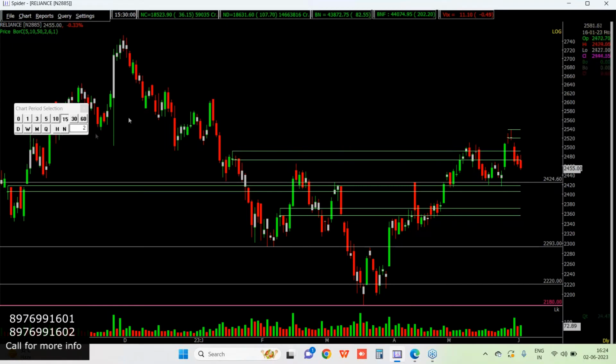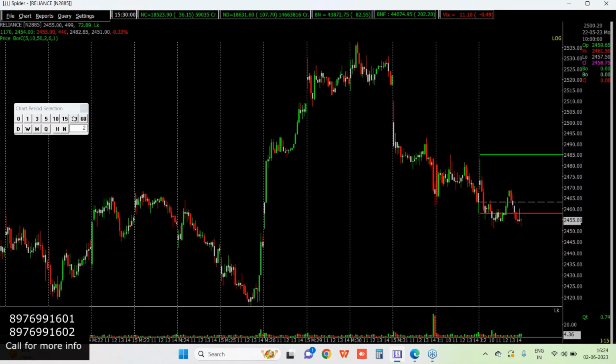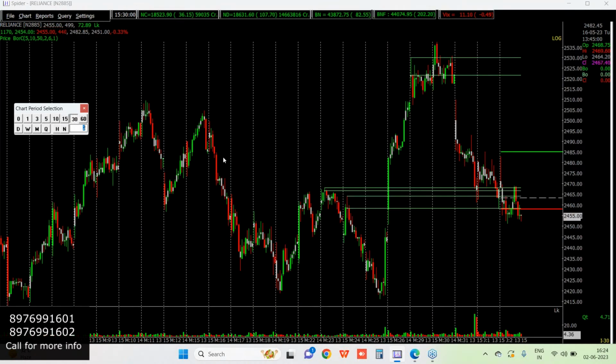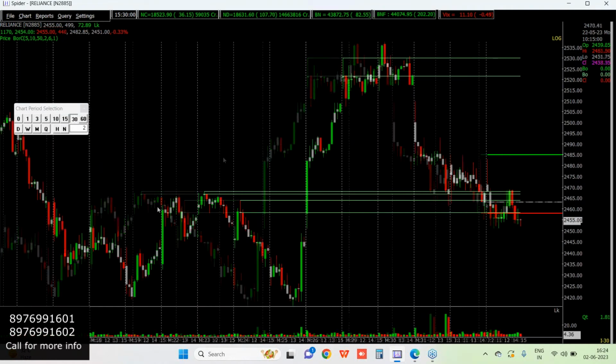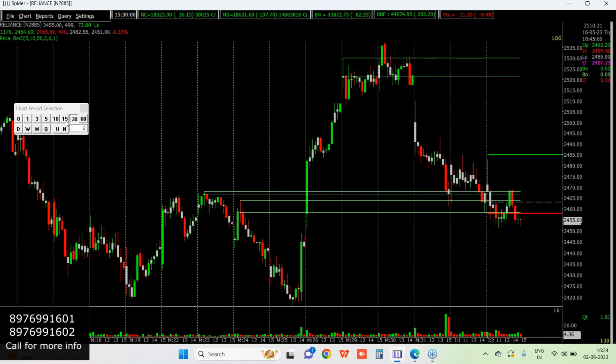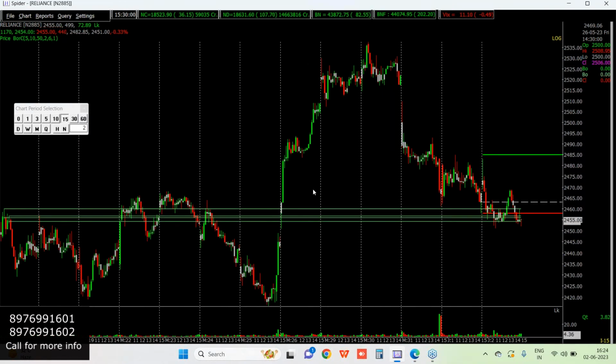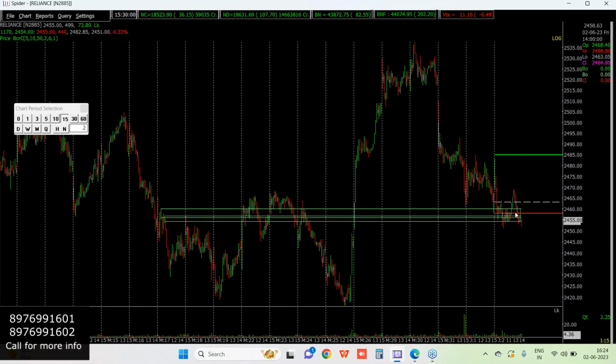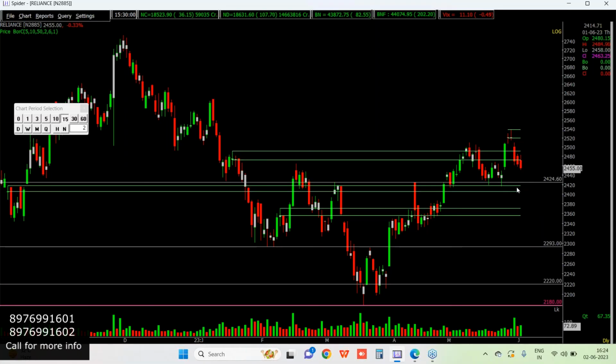Okay, and when you go for an intraday stock, you can choose 15 minutes or 30 minutes, because that will give you a better idea. If I go on 15 minutes, you can see this is clearly a support zone, so it is not crossing today. But definitely we can see a fall till 2418, because when you go on a daily chart, you can see there is a chance that it will come up to 2400.